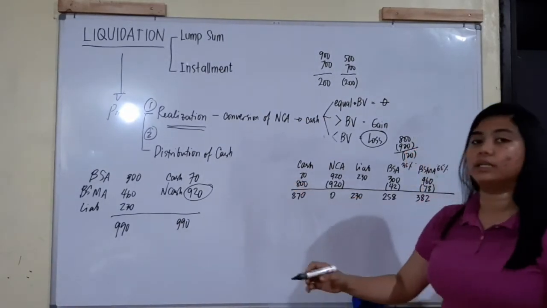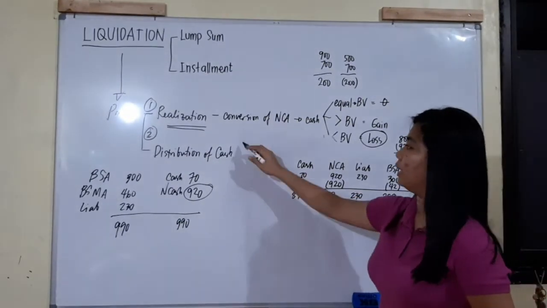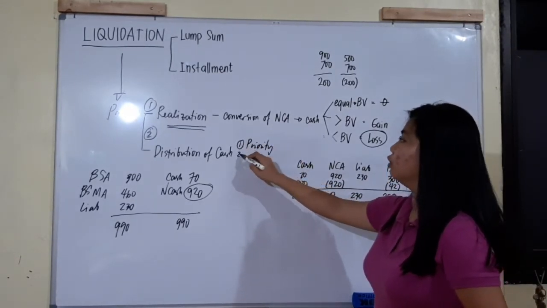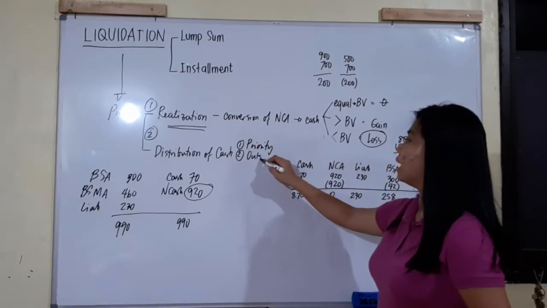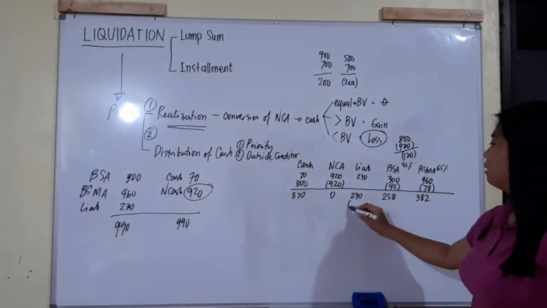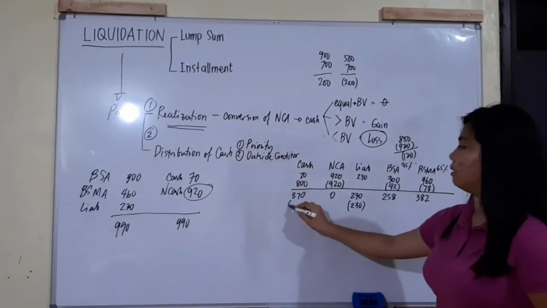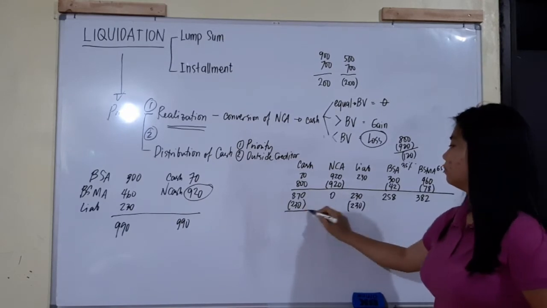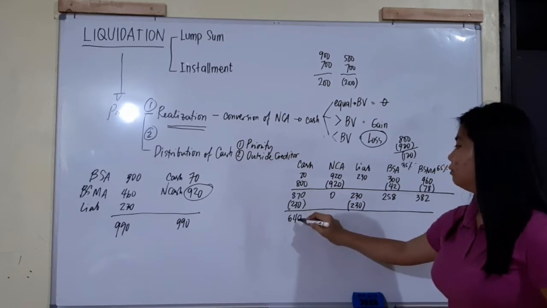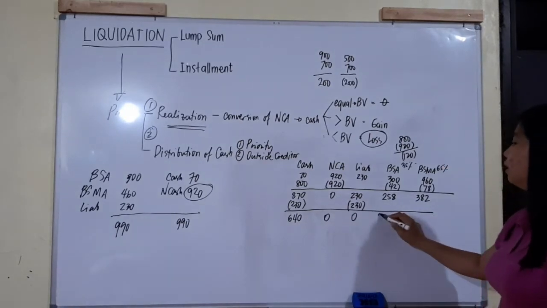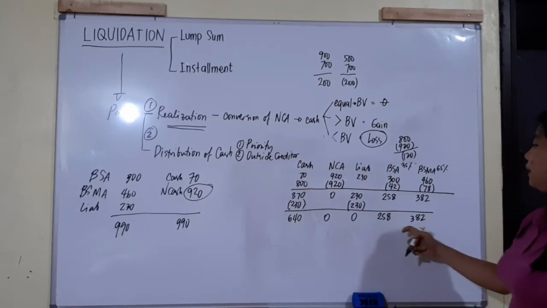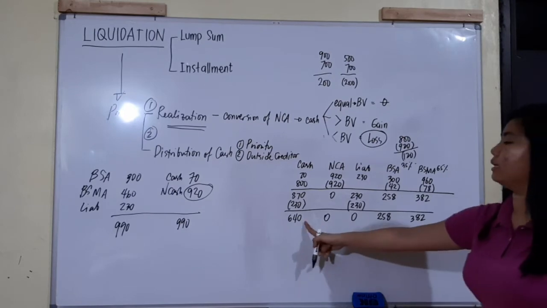Do we have any priority payments? Wala. Wala tayong kailangan ibigay na priority. Then sumunod, meron tayong outside creditors. Meron, diba? So, bayaran muna natin. So, tanggalin na natin yung utang natin kasi babayaran na natin. Okay? So, the balances, this will now become 640. Zero here, zero here. 258, 382, okay? Pag pinagsama mo yan, ang total nila ay 640.